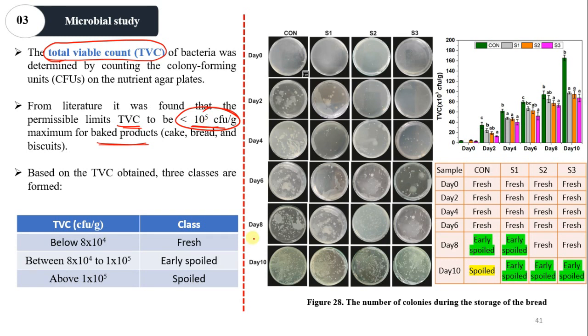Herein, what we have done, if you see, we have taken 8 into 10 to the power 4 as the fresh class, and the range between 8 into 10 to the power 4 to 1 into 10 to the power 5 as the early spoiled. That means under this condition, you can consume the product without any detrimental effect on health, right? And the last one, where the TVC reading goes above 1 into 10 to the power 5, you call that spoiled. And herein, you get the readings from plate readings.